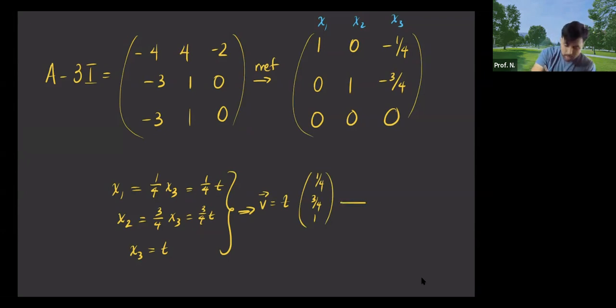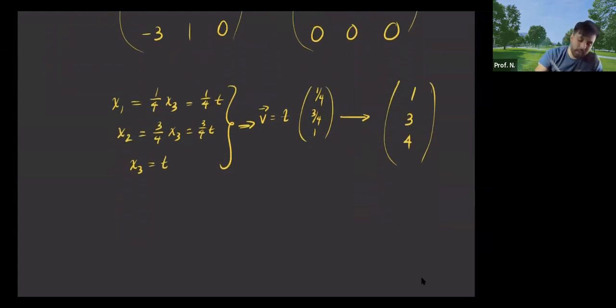So what should I multiply this vector by so I can get a vector with integral entries? 4, right, Baldwin? That's a good idea. So this becomes 1, 3, 4. So this is the eigenvector for lambda equaling 3. So V3 is equal to 1, 3, 4.